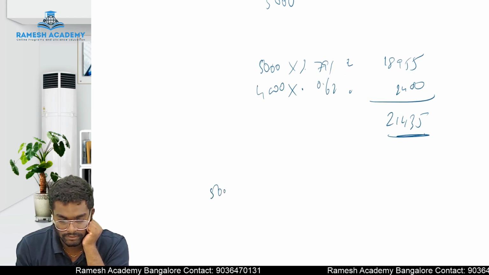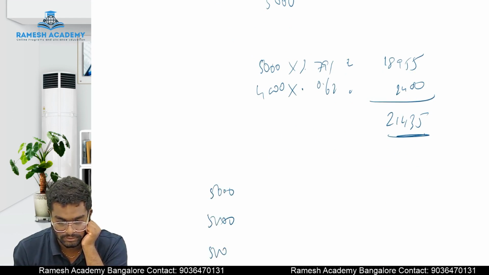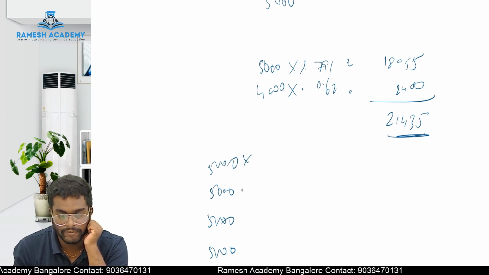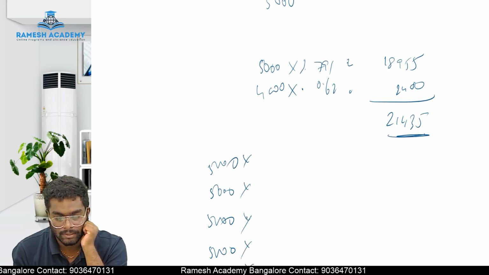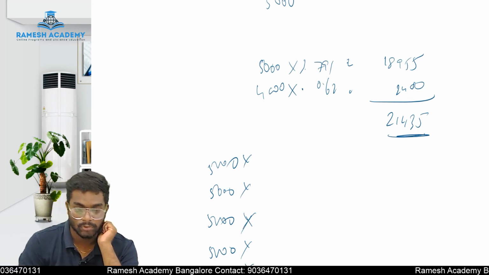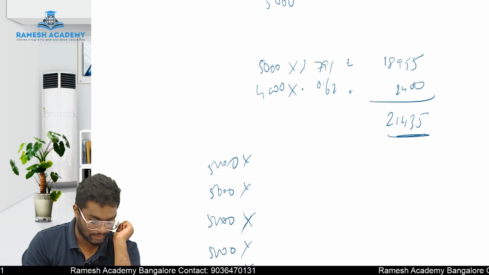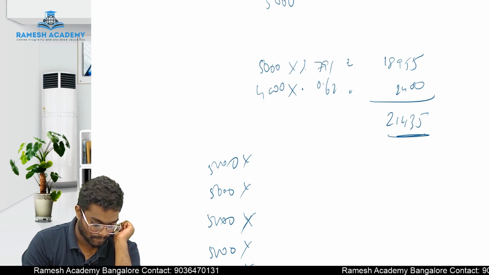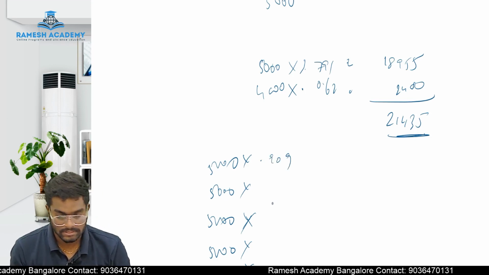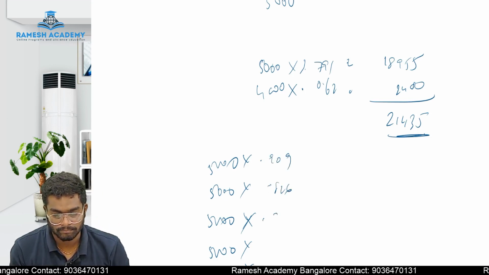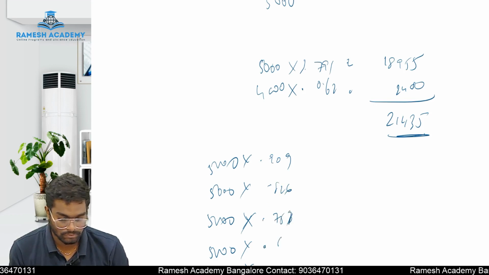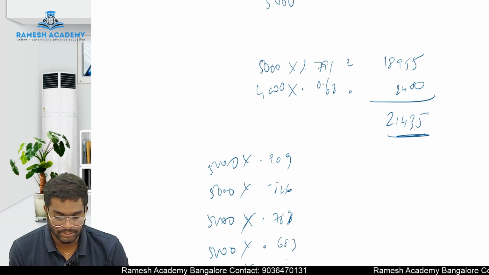Year 1 you will receive 5, year 2 you will receive 5, then 3, 4 and 5. So every year you will receive 5,000. But this 5,000 will not be 5,000 at the end of the first year, second year, third year, so there will be a discounting rate. The discounting rate is 1 divided by 1.1. So it is 0.909, here it is 0.826, 0.751, here 0.683, here it is 0.621.